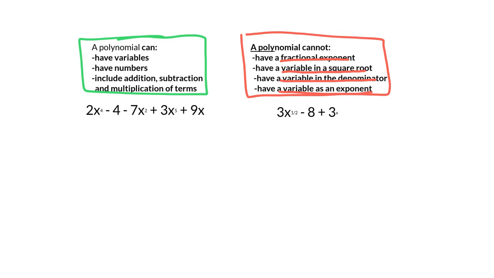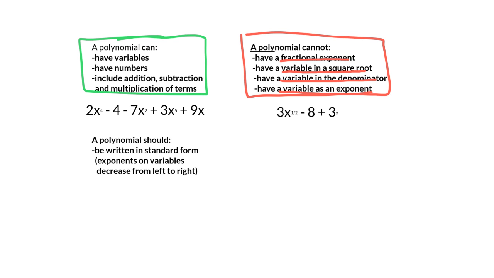Now, one other thing that needs to be pointed out is that it's best to write a polynomial in standard form. What that means is that the exponents on the variables decrease from left to right. So we've got an exponent on the variable here, 4. We've got a 2 here, a 5. The exponent here is a 1. Remember that when a variable doesn't have an exponent written in, it's a 1. So we're going to have to rewrite this if we want it in standard form, which we should do.